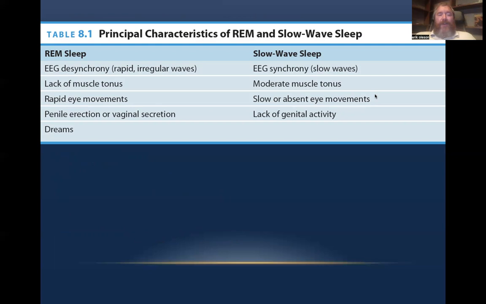You see a lack of muscle tone in REM, but more moderate muscle tone in slow wave sleep. Rapid eye movement in REM, none in slow wave sleep. Penile erection or vaginal secretion in REM, much less so in slow wave sleep, and vivid dreams in REM.